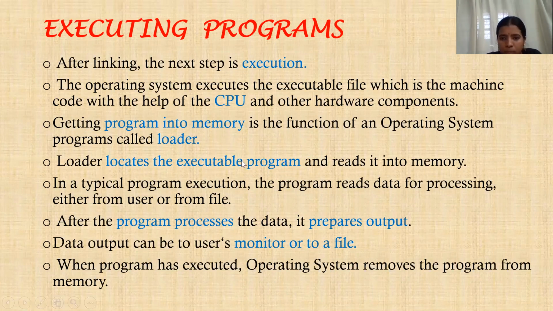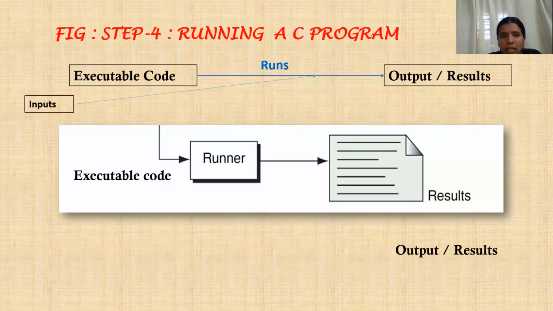So the executable code is linked with the inputs to produce the output, and the outputs are usually seen on a monitor or may be stored in a file as well. So what happens exactly in step 4? In step 4, the executable code is attached to inputs and loaded into main memory, runs, and produces results. And that's how we all see the results.